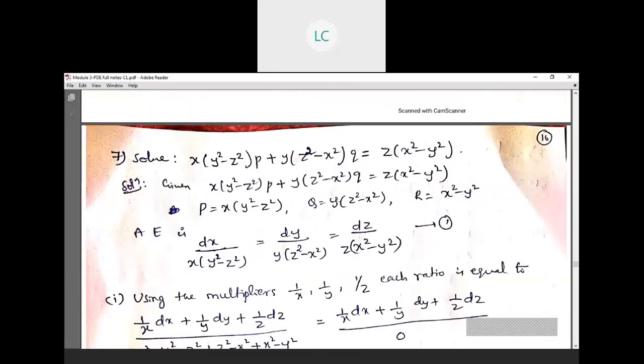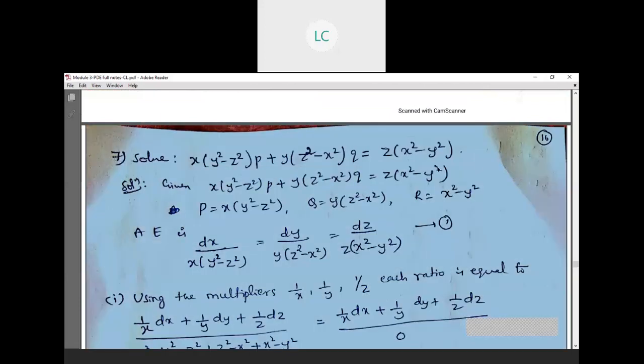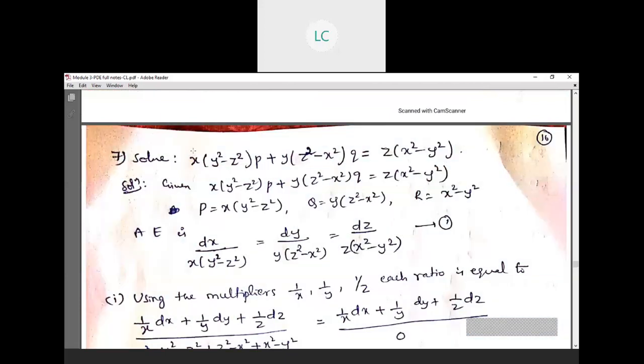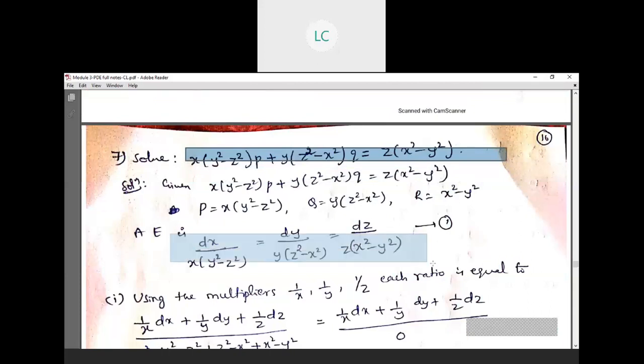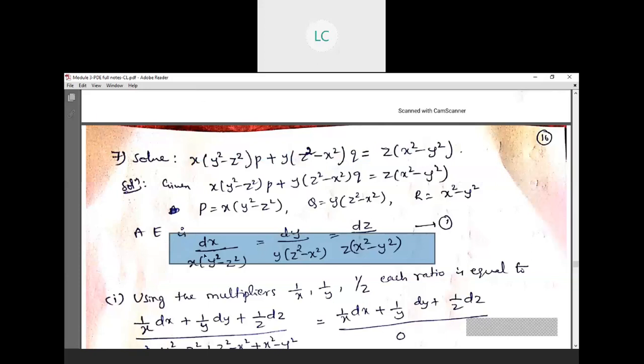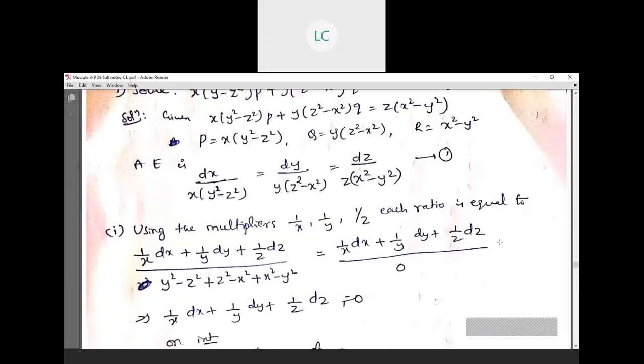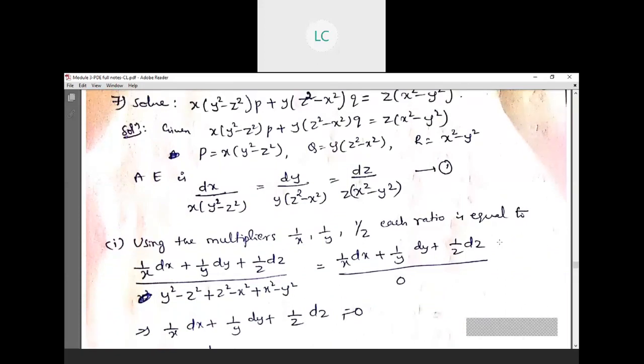In the seventh one also, see the seventh equation, it is already in standard form. We need not write it in standard form. We just write its auxiliary equation. Dx by x into y square minus z square equal to dy by y into z square minus x square equal to dz by z into x square minus y square. Call that equation 1.